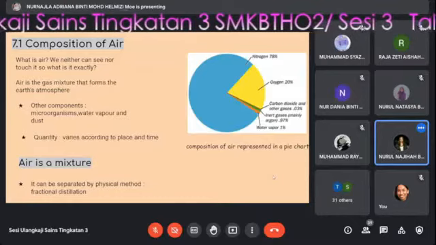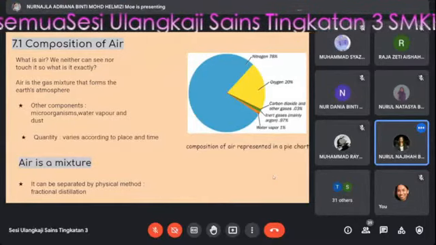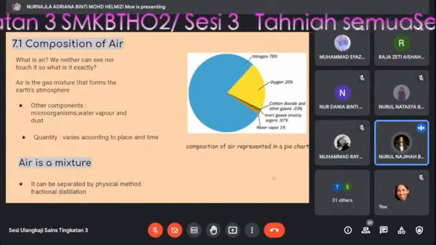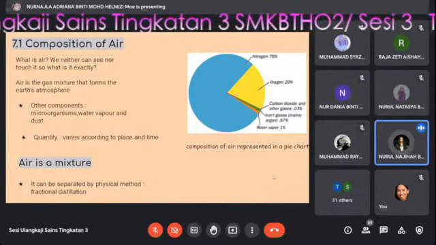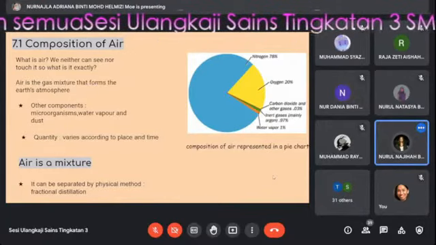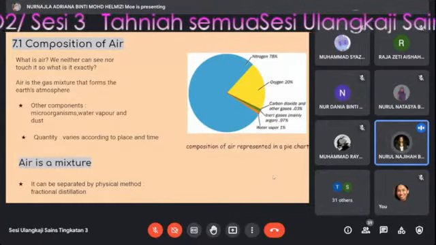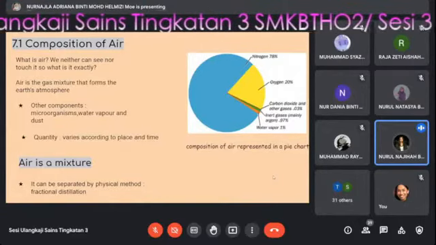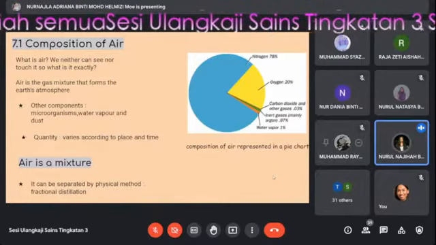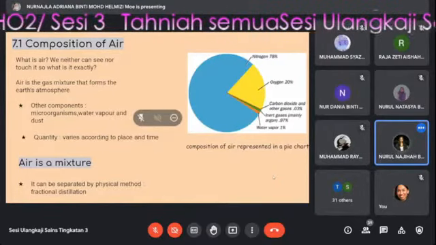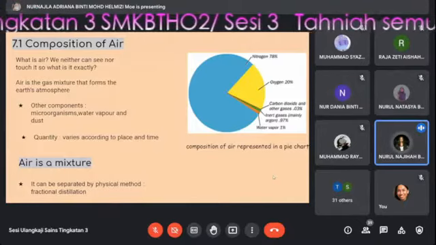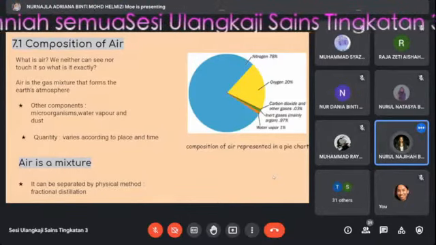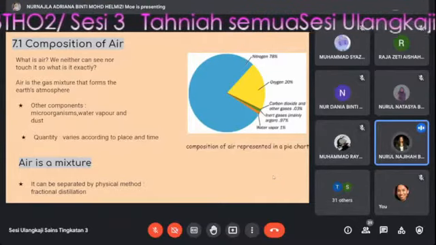As we can see in the pie chart, inert gases and other substances is 0.97%, carbon dioxide is 0.03%, oxygen is 21%, and nitrogen is 78%. The percentage of water vapor, dust, and microorganisms in air vary by location and time. For example, the air is saturated with water vapor after heavy rain or on a hot day.